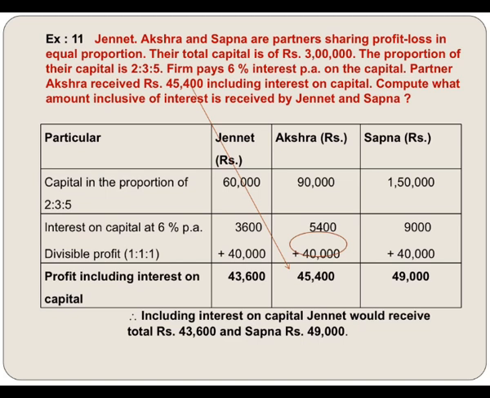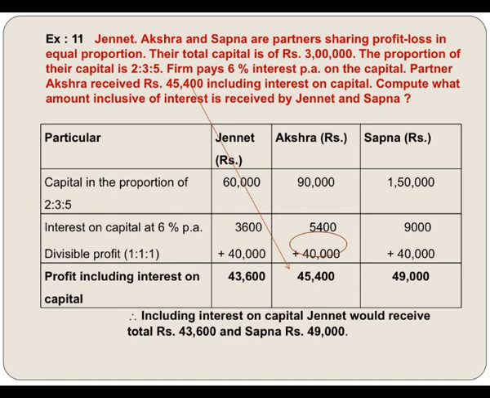Now calculate interest on that capital. So 60,000 into 6%, Janet's interest is 3,600, Akshara's interest is 5,400 and Sapna's interest at the rate of 6% is 9,000. Okay, so 3,600, 5,400 and 9,000 is interest on capital.